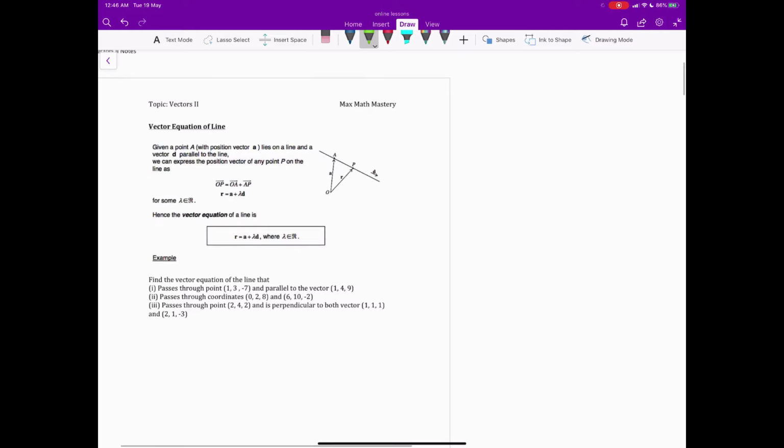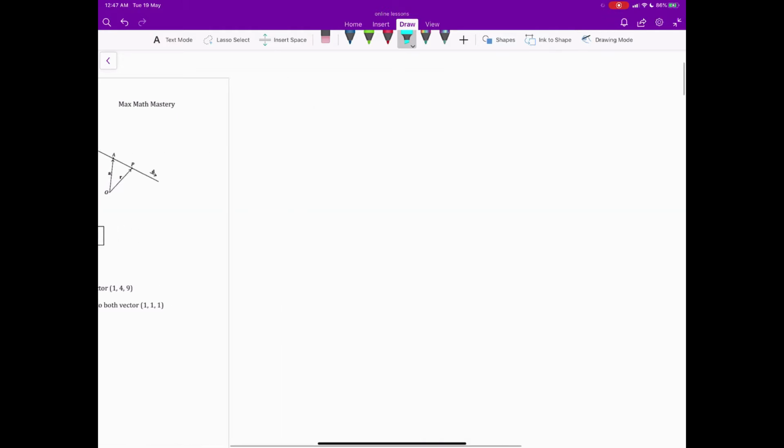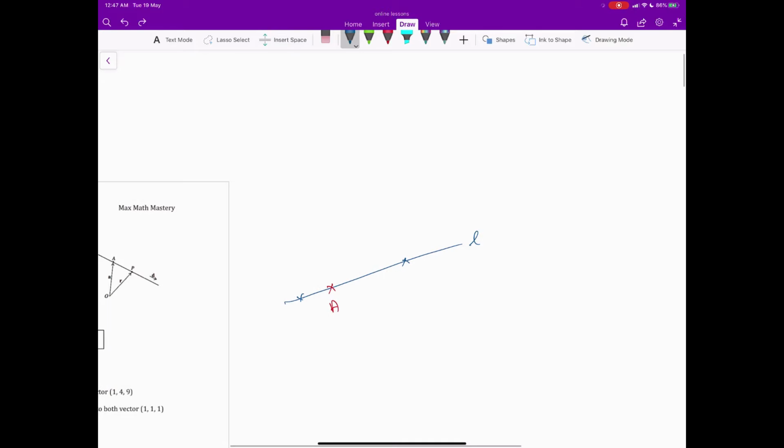The vector equation of a line is generally categorized as r equals a plus lambda d. And we have to state that lambda represents any real number. So how does this vector equation work? Let's say we have a line here that we're going to call L. L has a point that lies on the line, which we call A. And r represents any point that lies on the line. So r can be here, here, here, here as well. Basically, r represents any point that lies on the line.